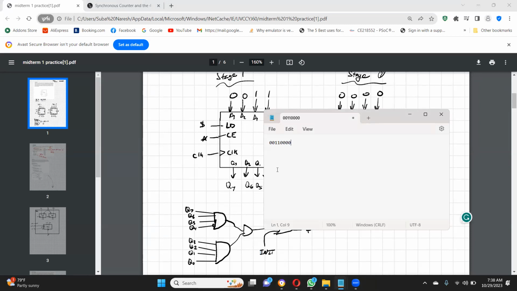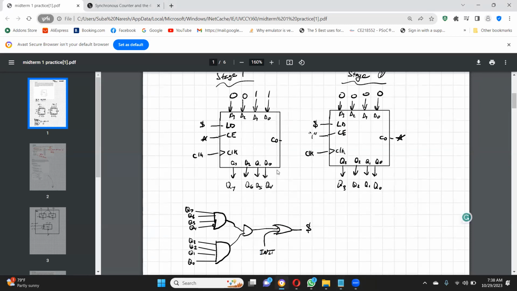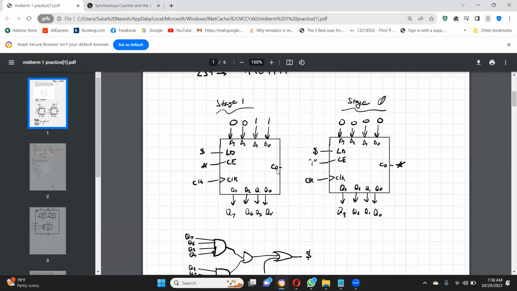Can you move that? Can you scroll down a bit?